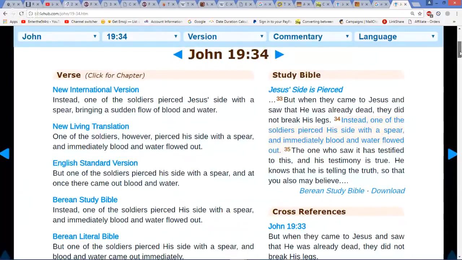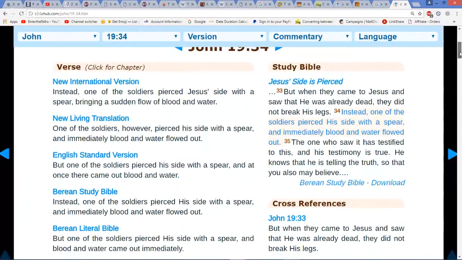Okay, but when they came to Jesus and saw that he was already dead, they did not break his legs. Okay, what does that mean? They did not break his legs. Instead, one of the soldiers pierced his side with a spear, and immediately blood and water flowed out. That has to do something with God opening up Adam's side and taking a rib out and creating the woman.